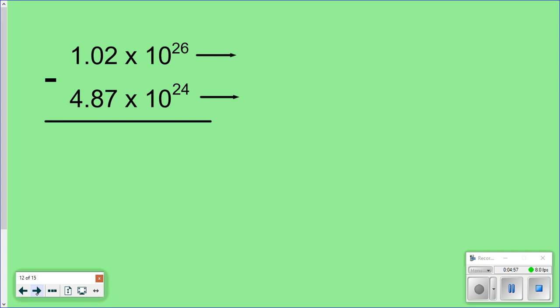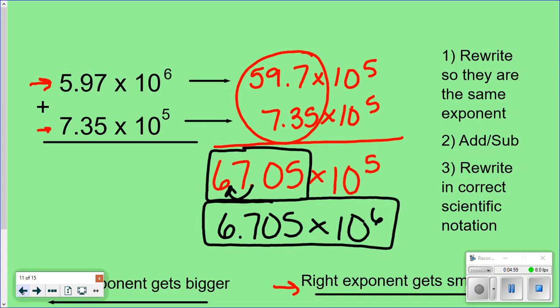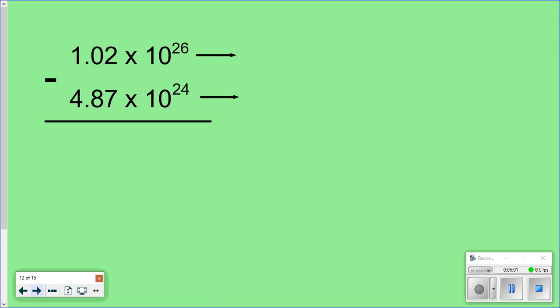Now to do that, let's go back. If I want to make it smaller, I have to move it to the right. And I want to make it 2 smaller, so I have to move it 2 to the right. So it would be 102 times 10 to the 24th. Okay, because I had to move it 2 to make it to the 24th. Now, I'm going to keep this the same.